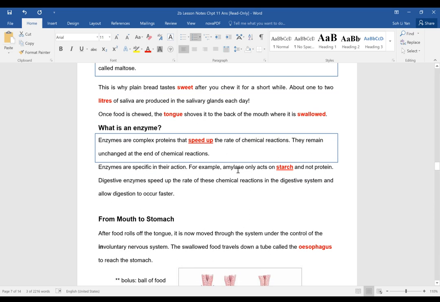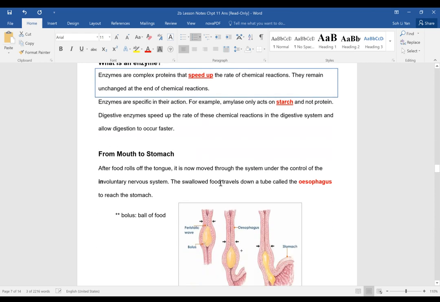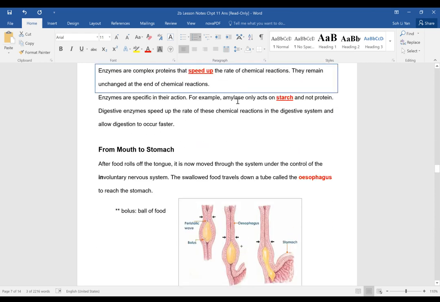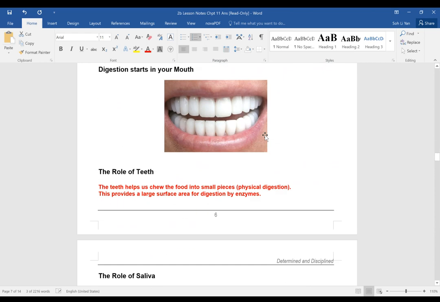As I mentioned, this amylase only digests starch but not protein. So if I have a plate of rice with chicken, with fish, with some other ingredients, the amylase in the saliva can only digest starch. Okay, let's move on. So that is what happens in the mouth.